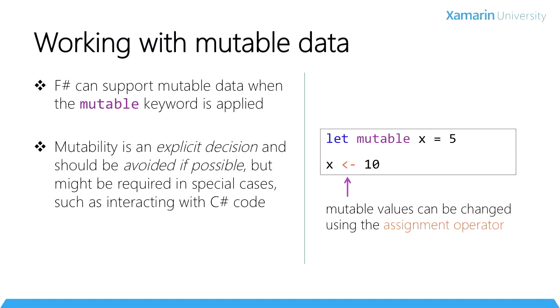The assignment operator is a less than followed by a dash, not an equal sign. And only values that you explicitly make mutable can be changed this way. And you should prefer to use immutable data if possible, but F# allows you to relax the rules when necessary to get the job done.